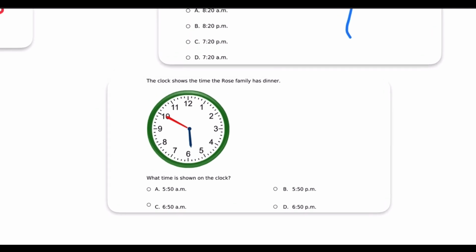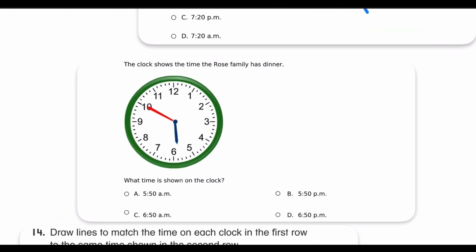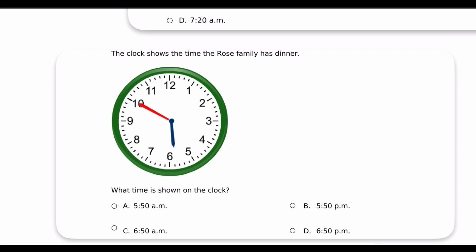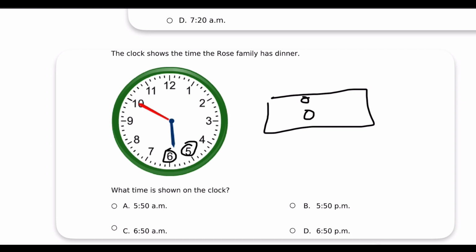Let's answer these remaining questions. The clock shows the time the Rose family has dinner. What time is shown on the clock? Well, we know that the longhand tells us our minutes, and the shorthand tells us our hour. The shorthand is in between 5 and 6, making this time actually 5. So it's 5 o'clock, but now the longhand is so long that it counts up by 5s.